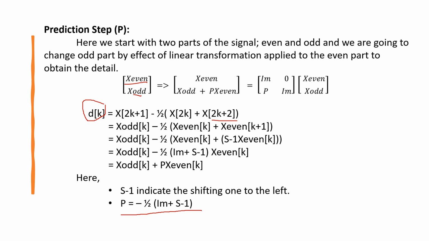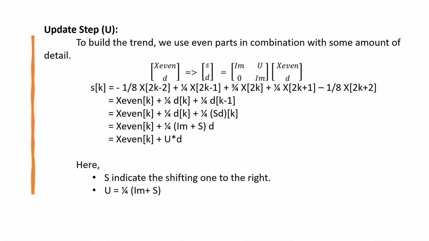Next we have the update step. In the update step, we build the trend using the even parts in combination with some amount of detail. As you can see here, we have the trend, but we are going to represent it in terms of the details, d of k and d of k minus 1. From this, as you can see, this represents shift by 1 to the right. So by taking d common, we get x even of k plus U times d. Here U represents the update step, which is given by 1 by 4 times the identity matrix plus shift by 1 to the right.